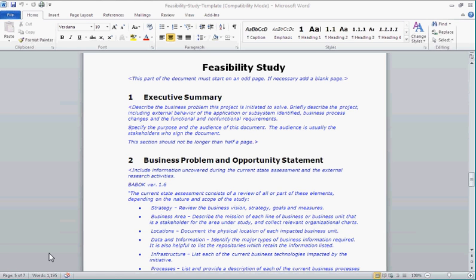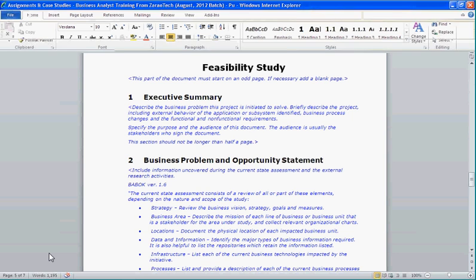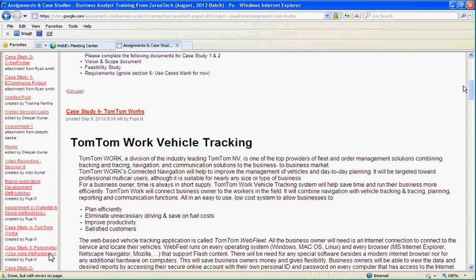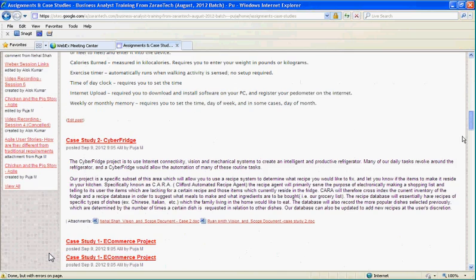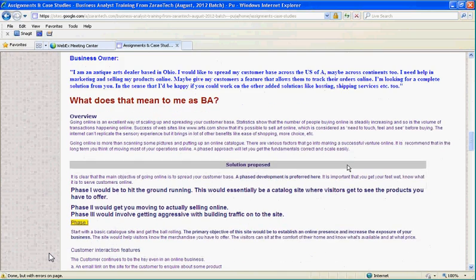Very simple. So Srinivas, I want you to read the executive summary, right? The help text here in the feasibility study. And then once you've read this out loud, we will go to our assignments, our case study. And we will start with the most basic, simple one, which is case study 1. Okay, Srinivas?